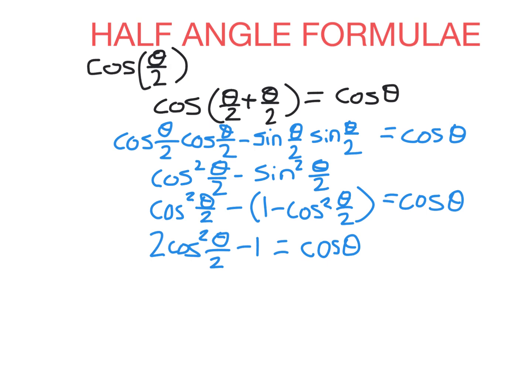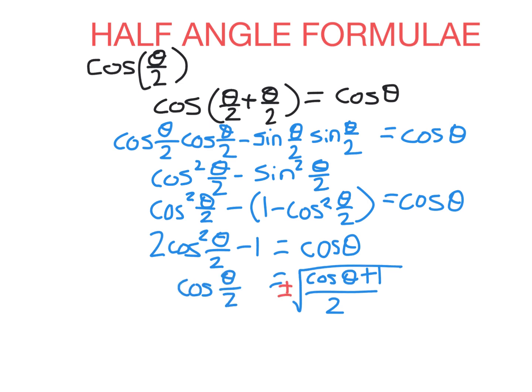Now I want to make cos of theta on 2 the subject. So I'm going to add 1 to both sides, divide each side by 2, and then I have to square root. But I have to remember that the answer could be positive or negative. And this is the identity I wanted: a formula for cos of theta on 2 in terms of cos theta. It's called the half angle formula because it's half of theta.